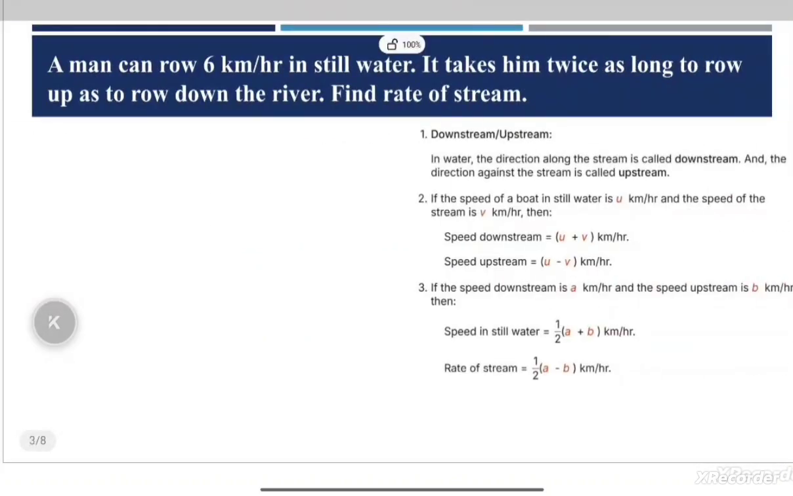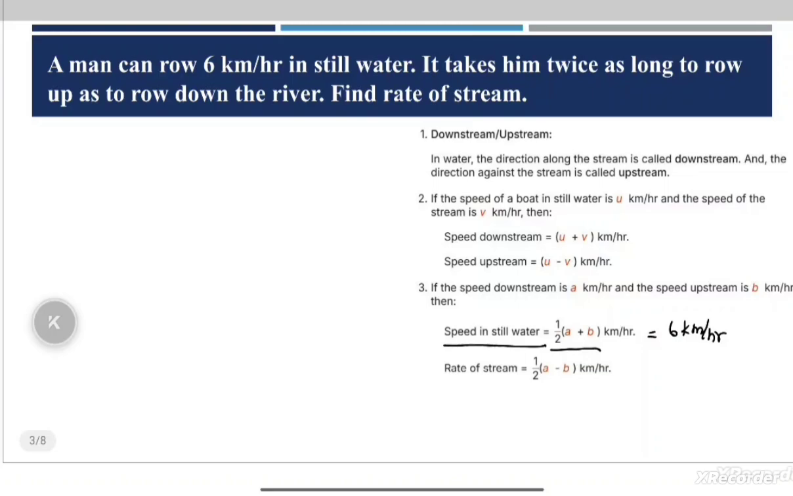So the first problem: a man can row 6 km per hour in still water. It takes him twice as long to row up as to row down the river. Find the rate of the stream. Okay, so when you read the question, it is given that a man can row 6 km per hour in still water. So he can row at a speed of 6 km per hour in still water. So the speed in still water, 1 by 2 (A plus B), is given as 6 km per hour.